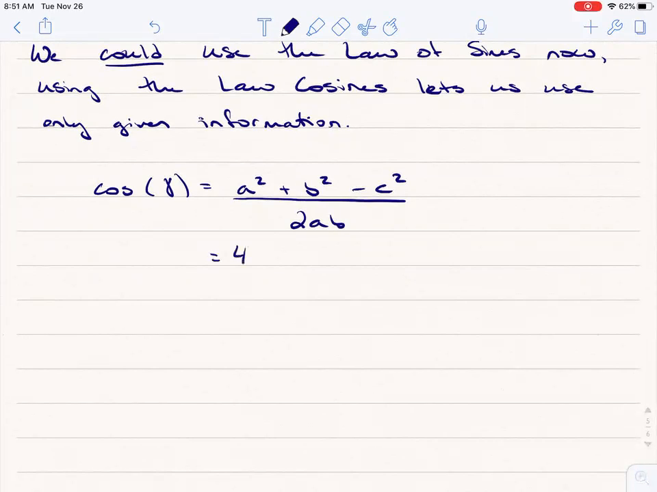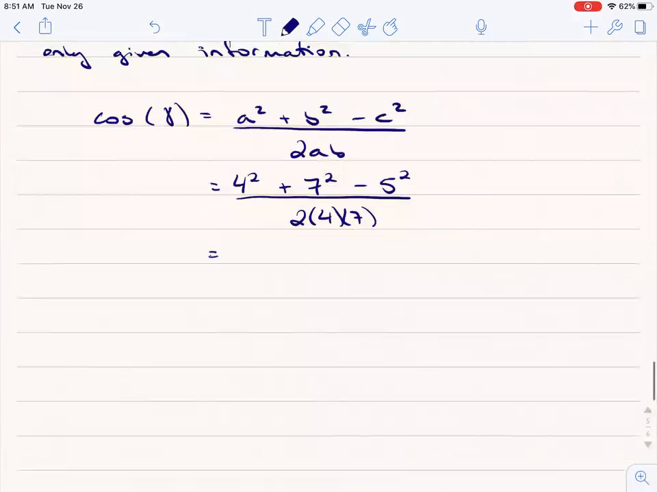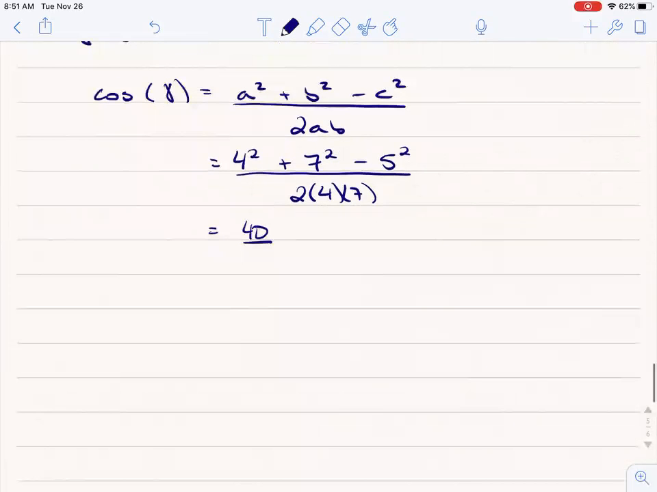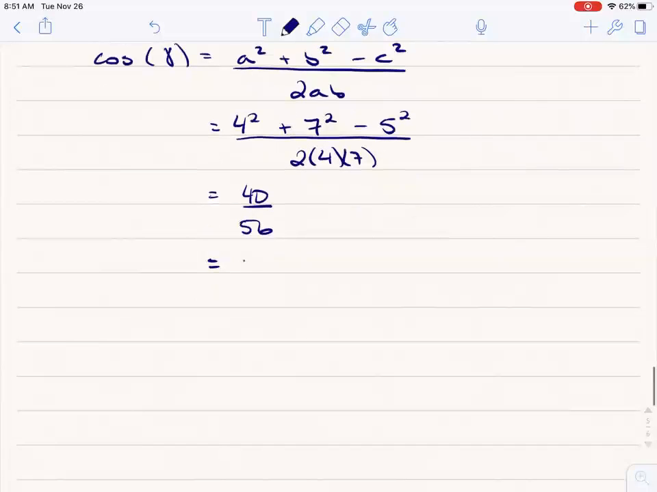A is 4, so we've got 4 squared, plus b is 7 squared, minus c, which is 5 squared, over 2 times 4 times 7. Which, if you do the math, it's 40 over 56, which, if you want to simplify, is 5 over 7. I think your calculator just does it, actually. Yeah, it just gives you 5 over 7.